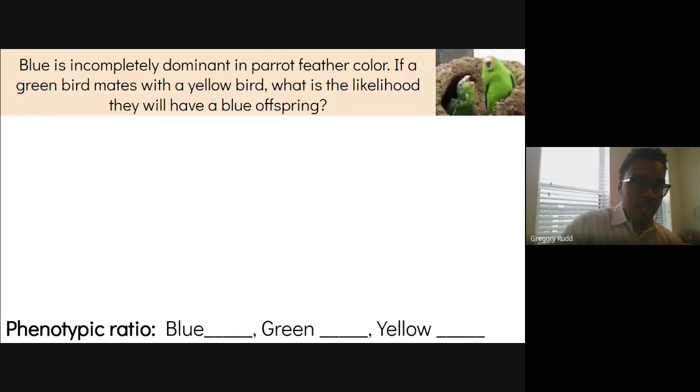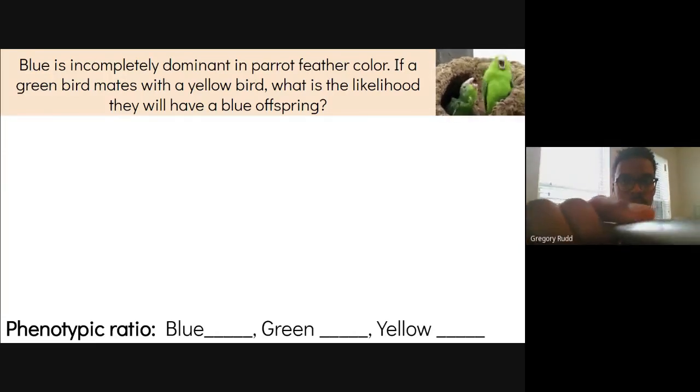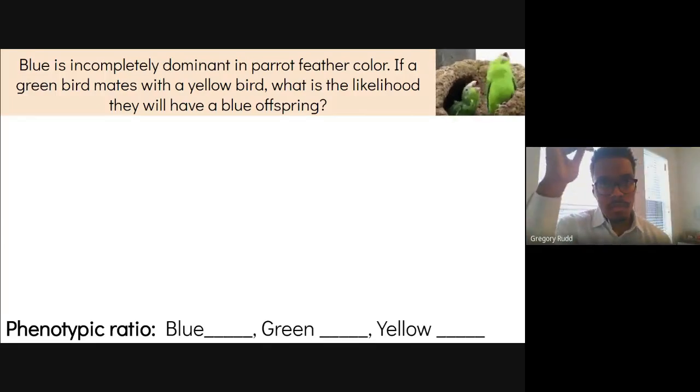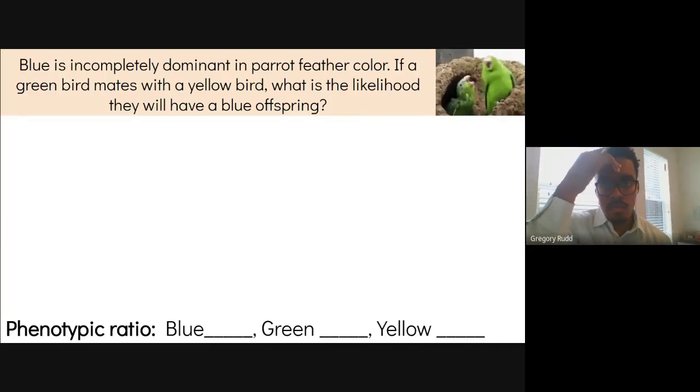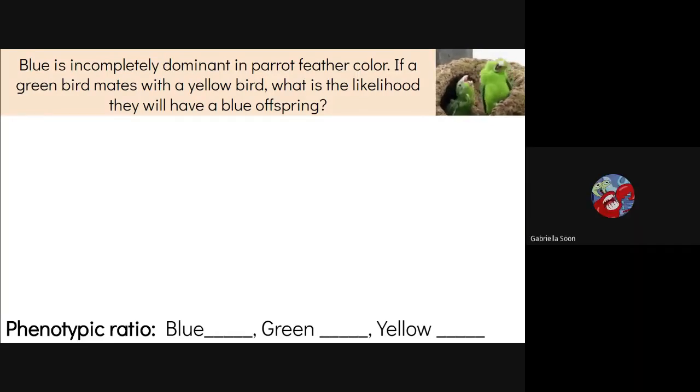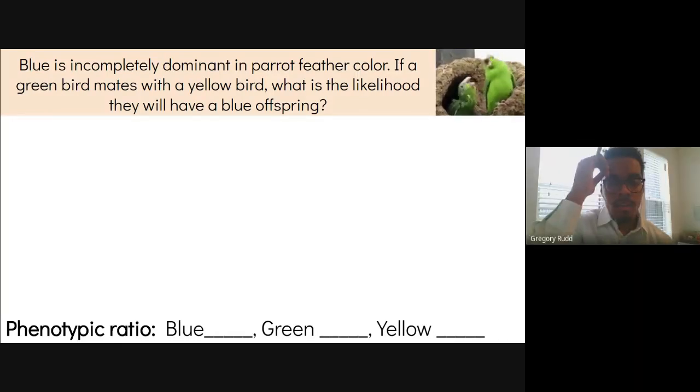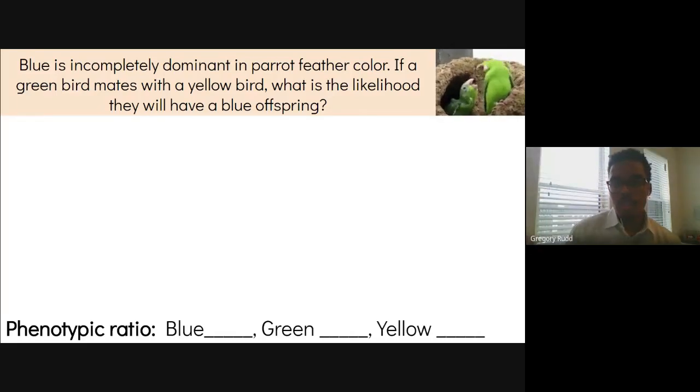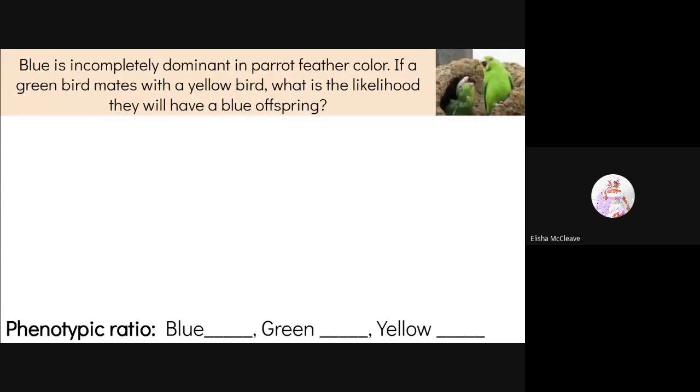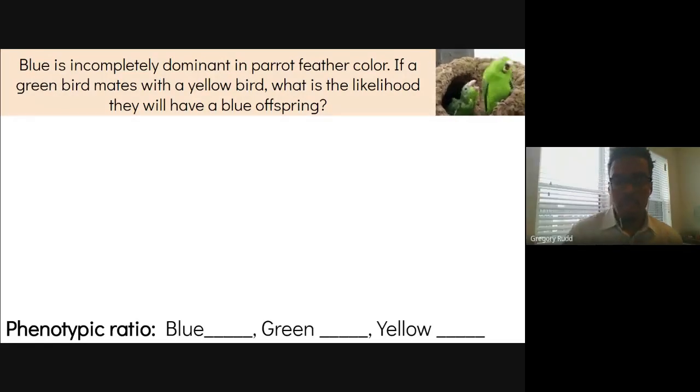So someone help me with my key, please. What should go on my key? Wait, first of all, what letter should we use for the allele? Could be anything. B? Sure, we can use B. Again, that's fine.